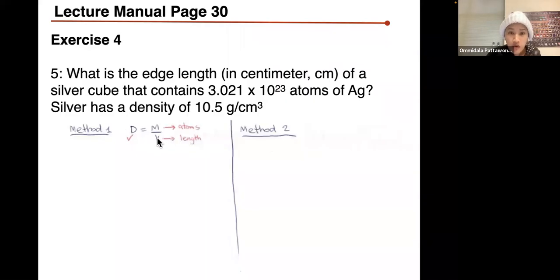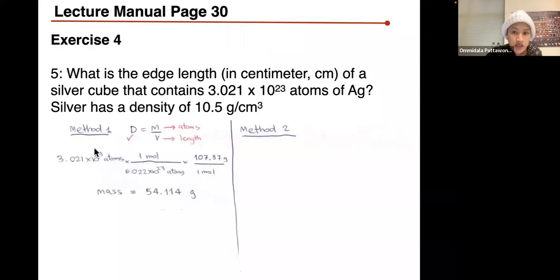Volume is going to be length times width times height. This is telling us that it's a cube, so it's implied that the length, width, and height have to be the same. And then mass, you can relate from the given atoms, because we already know that when you have atoms, you can use the number of objects to convert to mole, and then mole can be converted to grams by using molar mass. So you are going to use those two pieces of information.